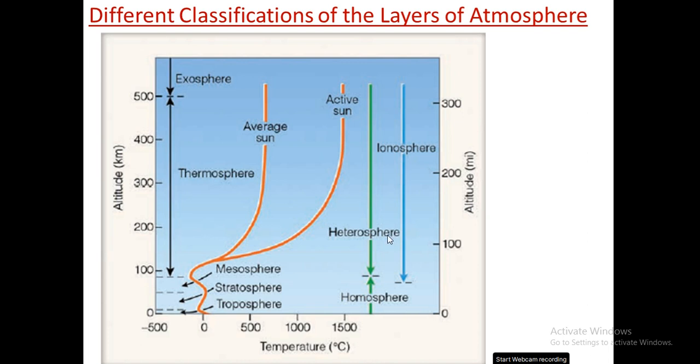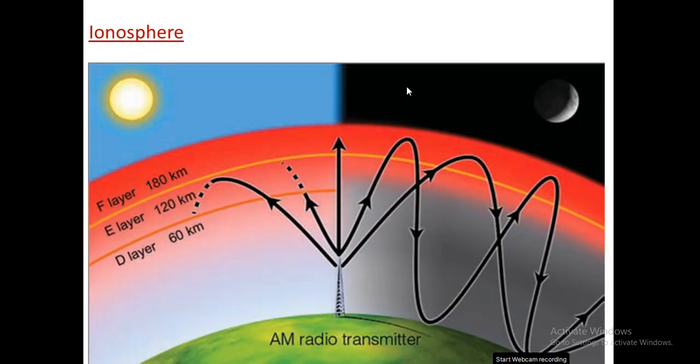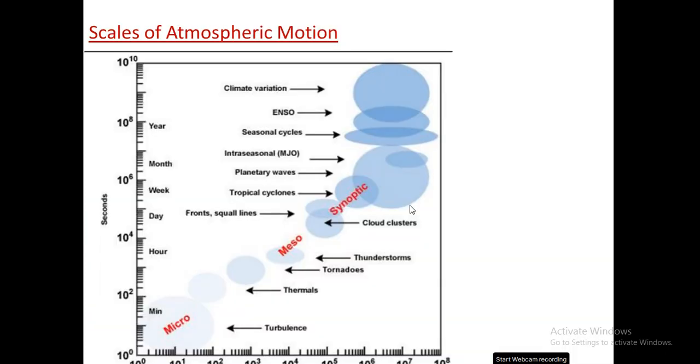And then we found the classification based on composition, which is homosphere and heterosphere. Then we learned about the electrical properties of the atmosphere, which is basically the ionosphere, and the different layers and how they change during day and night. So this much we learned about the atmosphere. Now let's have a look at another topic, which is entirely different.